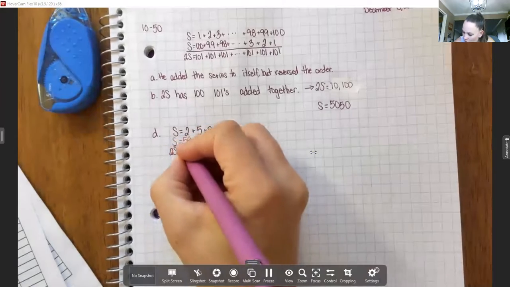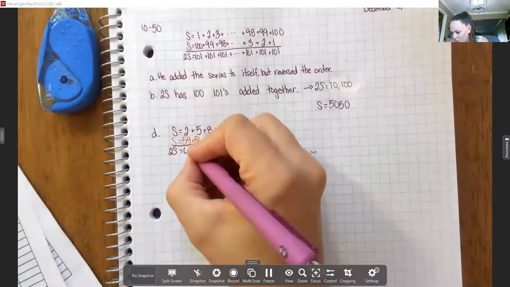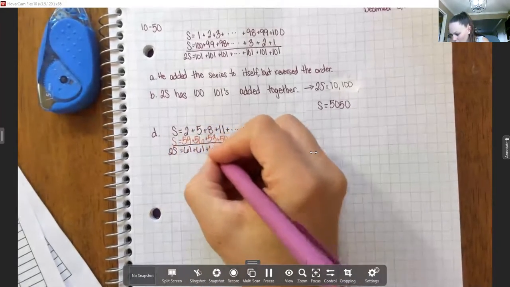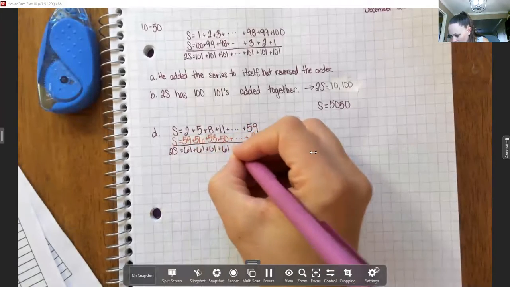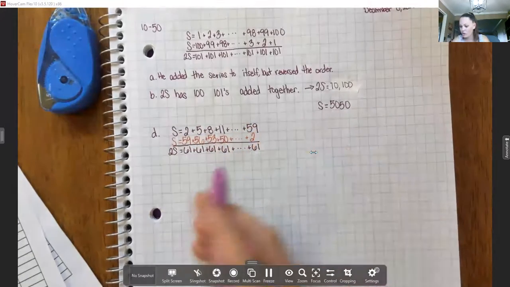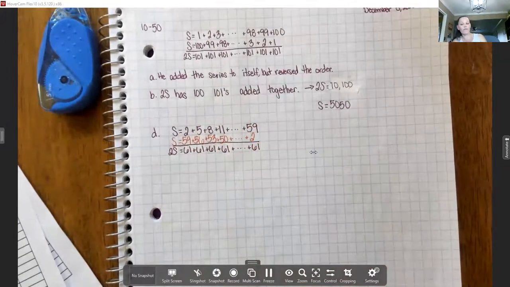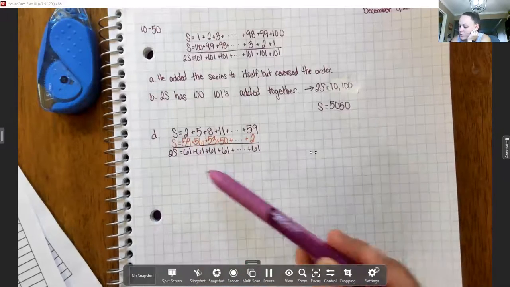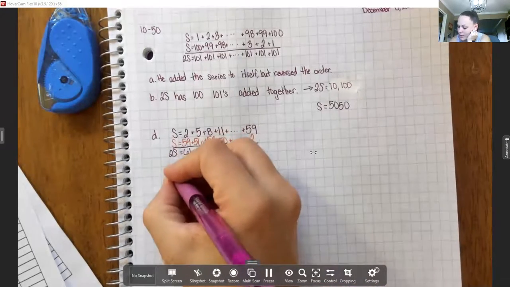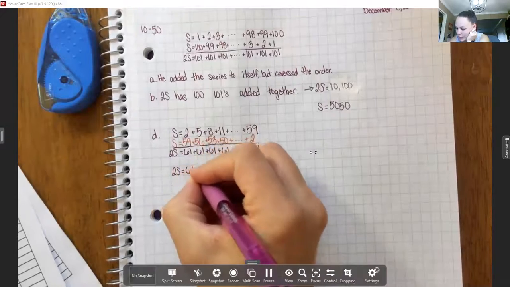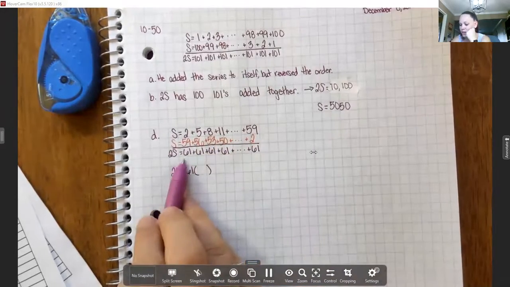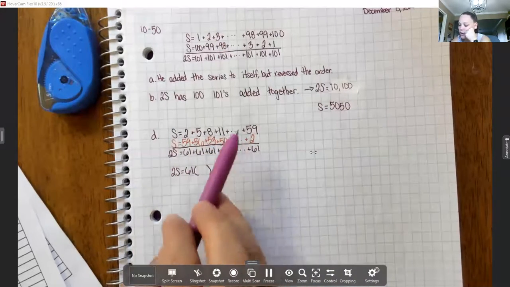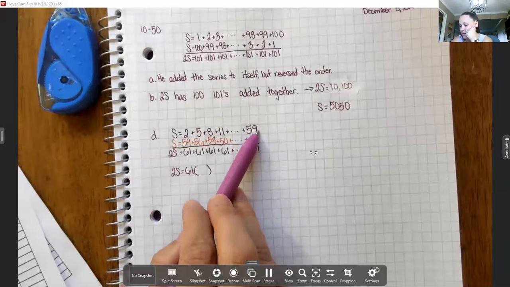That tells us that 2s is 61. So again, I'm just adding straight down. Plus 61, plus 61, plus 61, plus 61. So they're all going to be 61 here. So we have to figure out how many 61s we're adding together. So this one's a little bit trickier. So we know 2s is equal to 61 times something, but we don't know what that something is. We don't know how many of these there are. So we need to figure out what term 59 is.